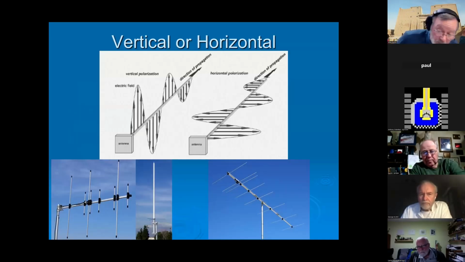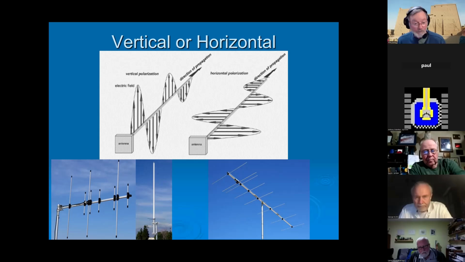So let's get into antennas now. I've got about 3 different antennas on the bottom of that slide. George, you can see that? Yep. Okay. We're on the same page.